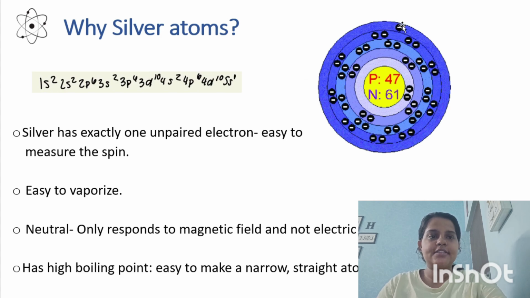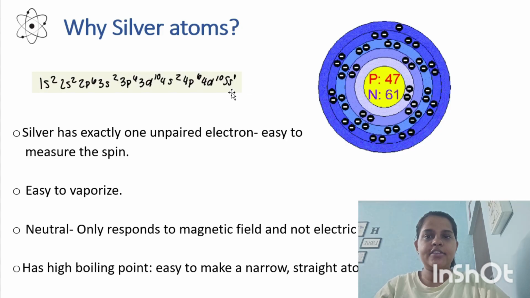As it's only one electron, we just have one spin here. So it's easy to measure the magnetic properties and the outcome spin here. Another reason for using silver atoms is its neutral nature. We know that silver atoms only react to the magnetic field and not the electric field. So any complicating factor here will be cancelled out as it's neutral in nature.